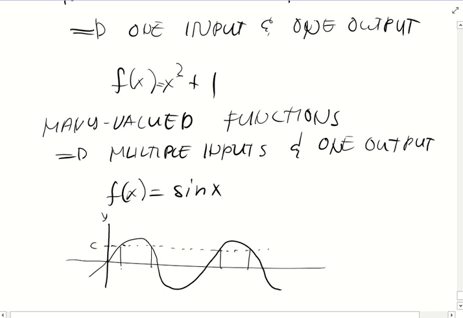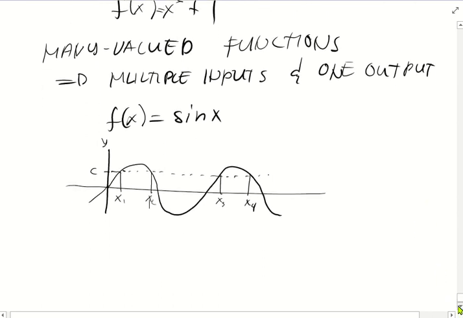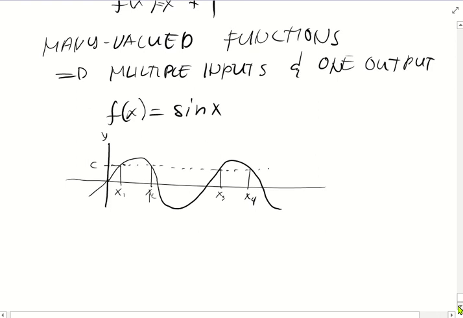And these are all inputs, x1, x2, x3, and x4. But they all have the same value c. If I input x1, the result is c. If I input x2, the result is still c. If I input x3, the result is also c. So this is a very good example of a many-valued function. How about a multiple output, sir? Is there a function that is called a multiple output?